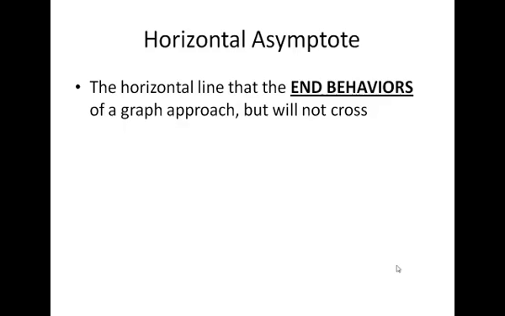Well, we're going to be using these limits now to study horizontal asymptotes. So one of our key definitions of this chapter is, of course, a horizontal asymptote. And the key word here, I've underlined it and bolded it, is end behaviors.